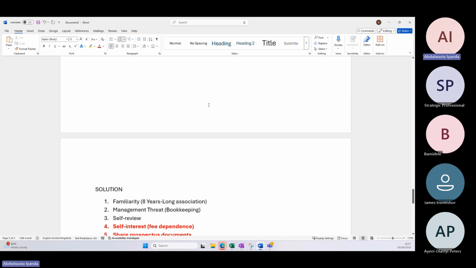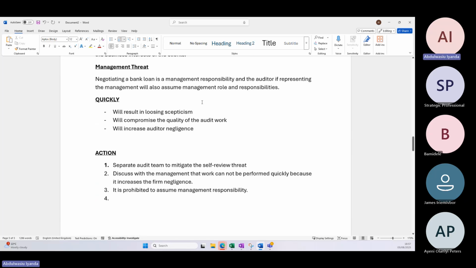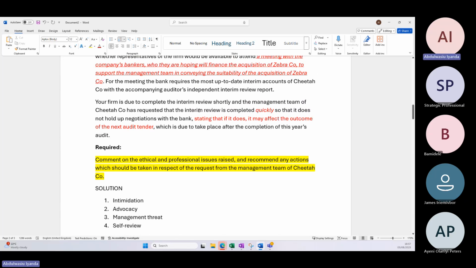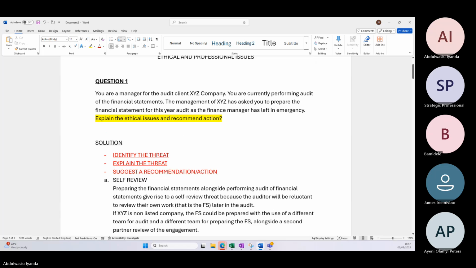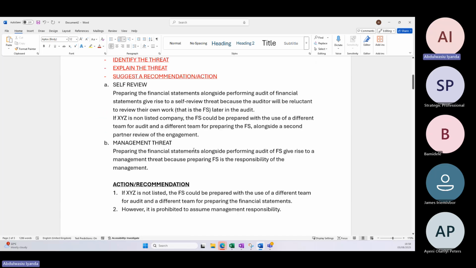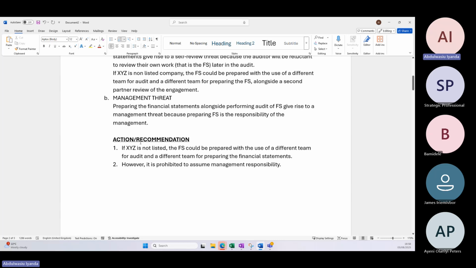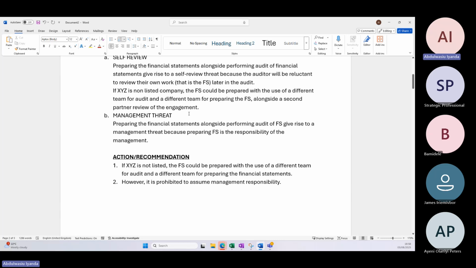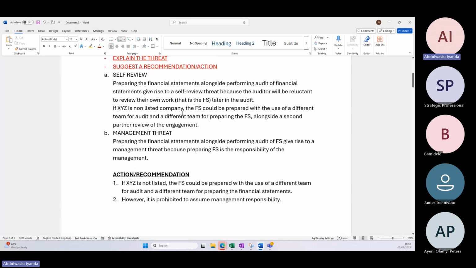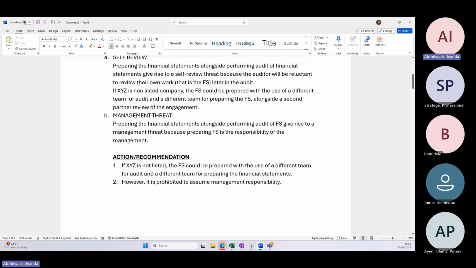So please don't forget: you identify the problem, you explain it, and you suggest how to address it. And rather than making it a separate point, you can embed the action in the words as you are writing it. So that's another option. For self-review, you can bring in the solution. For the management threat, you can provide the safeguard, but I'll recommend that you have it as a heading, so that it will be easy for the examiner to pick.